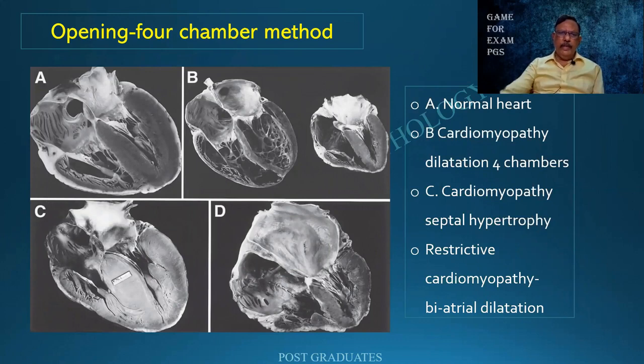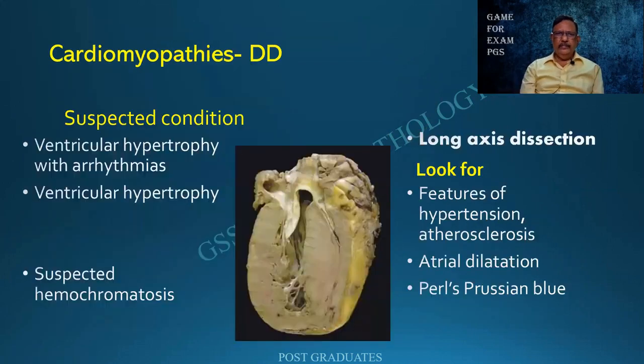And this is a 4-chamber method. Just like the school books, you find that the 4 chambers are being displayed, in which I'll be able to see the cardiomyopathy, or there can be a dilatation, or there is a restriction with the distension of the left atrium. So the differential diagnosis. Apart from that, there can be deposition of some material such as iron, hemochromatosis. These can be diagnosed by using a Prussian blue stain.